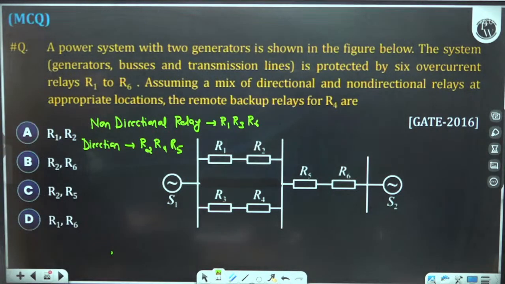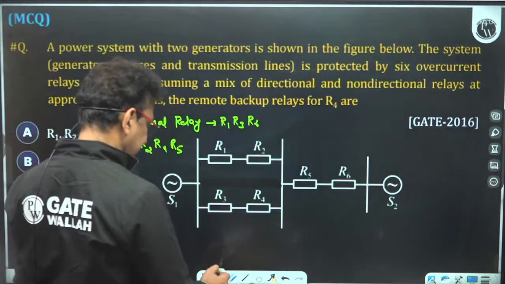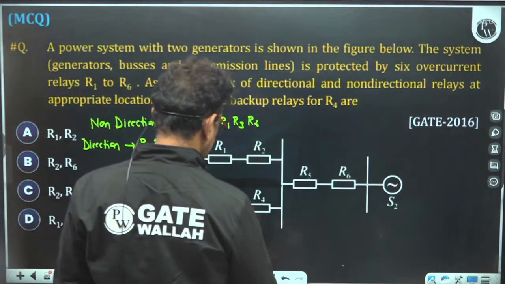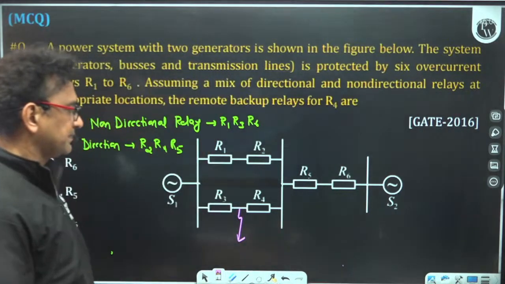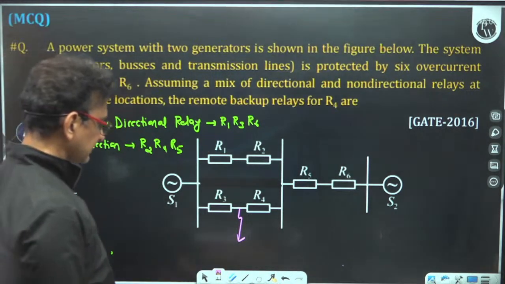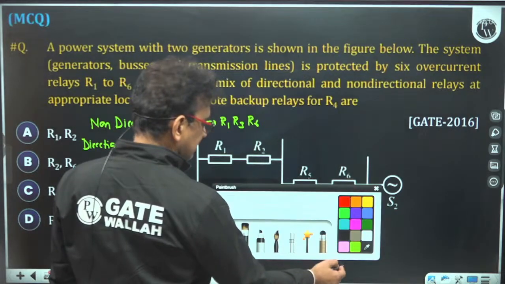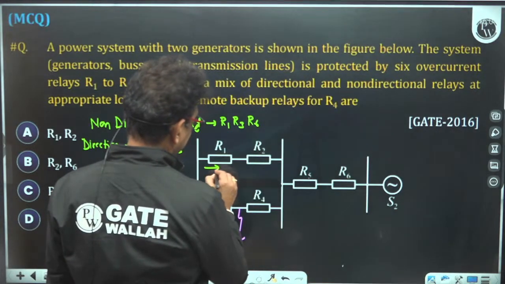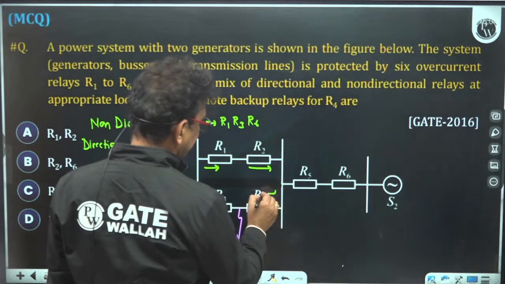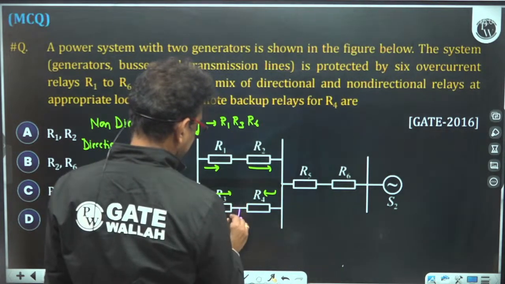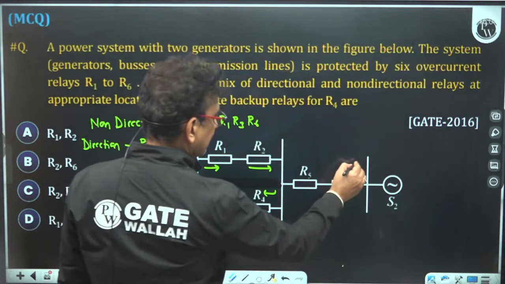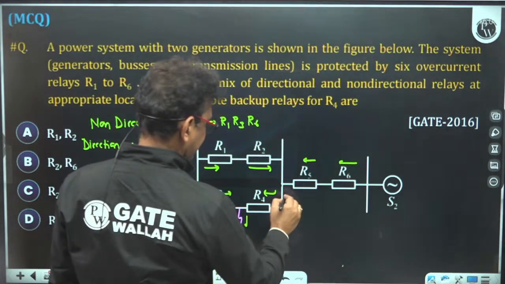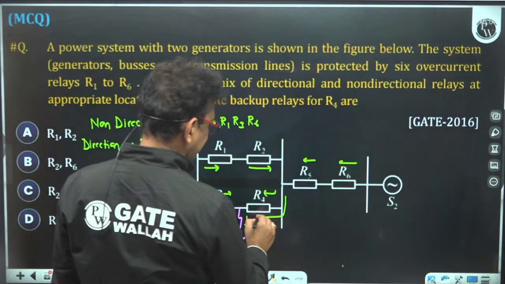Now it is asking what is the backup protection for relay R4. If R4 does not operate, then which relay should operate? Suppose R4 should operate when there is a fault between R3 and R4. Clear? Now see how the fault current will flow here. The fault current will be provided by all sources. This is the direction of the fault current.